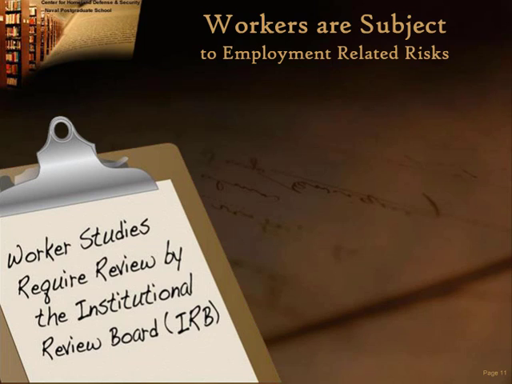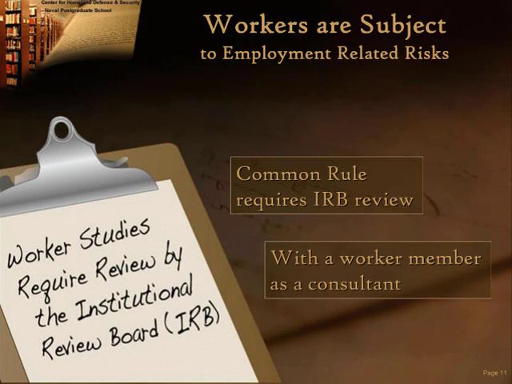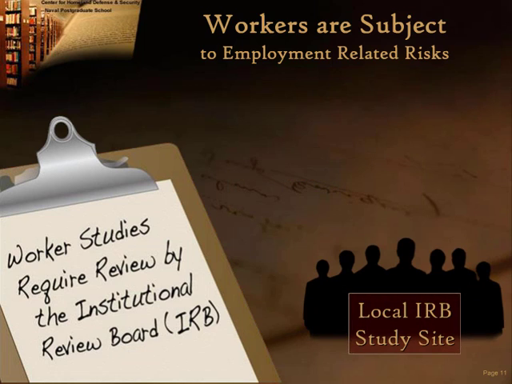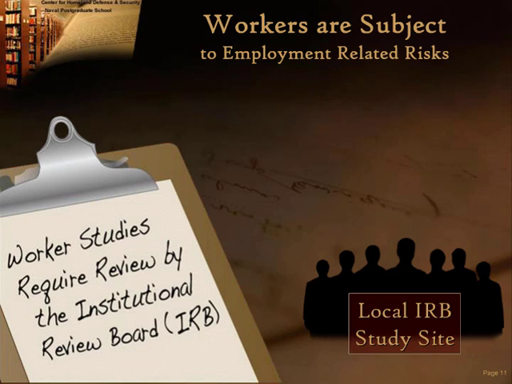Worker studies require review by the Institutional Review Board, IRB. The Common Rule ideally requires the establishment of a formally and appropriately constituted Institutional Review Board, IRB, to oversee the protection of human subjects in research. Whenever possible or feasible, local IRBs overseeing workplace studies should have a worker member or worker consultant as needed. When the researcher is not employed by an organization at the study site, the local IRB review may be coordinated with an IRB at the researcher's home institution, or, if no other recourse, be the sole IRB of record.